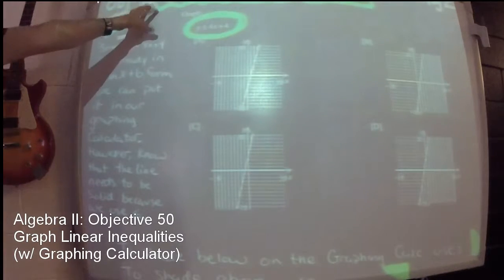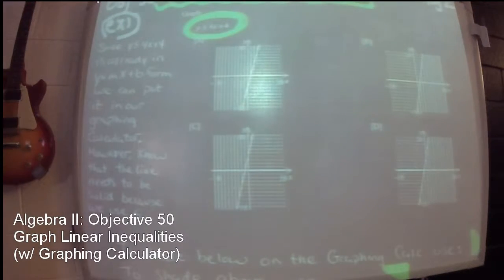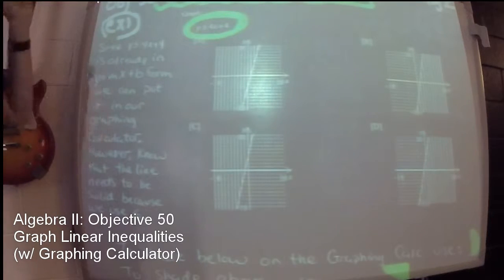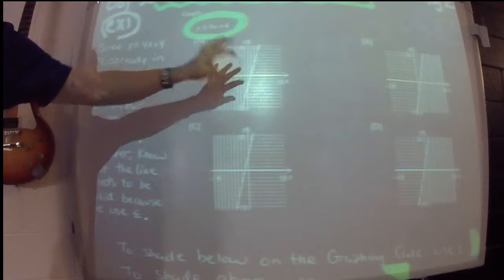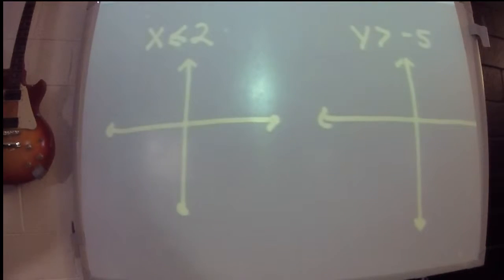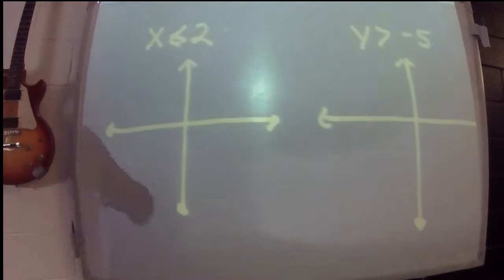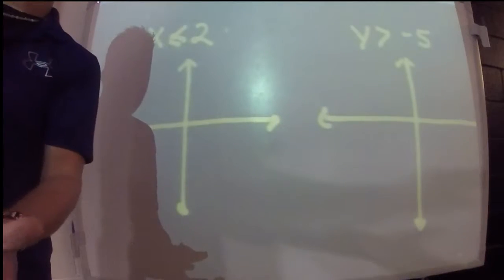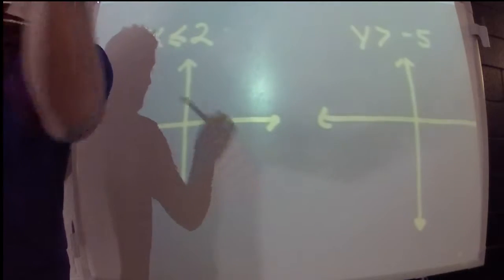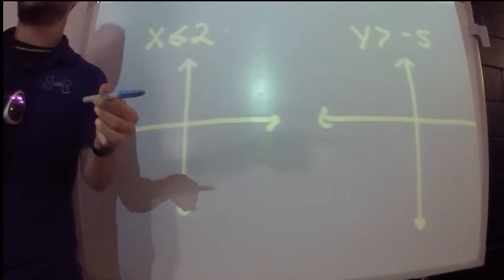Okay, objective 50. I'm going to talk a little bit about what we did yesterday, and then we're going to talk about objective 50, which is graphing linear inequalities on the coordinate plane. Yesterday we saw something like this, where you were graphing linear inequalities, but they didn't have both letters. They had either an x or a y, and that was it. And that made lines either be like this, or like this.